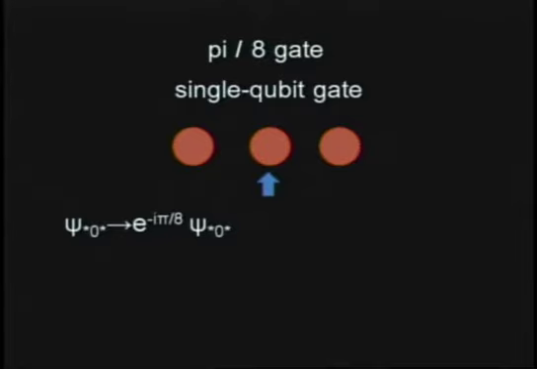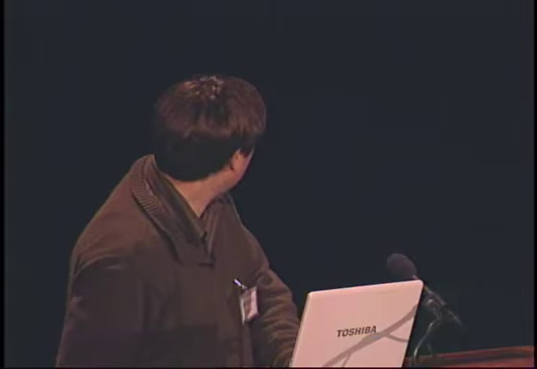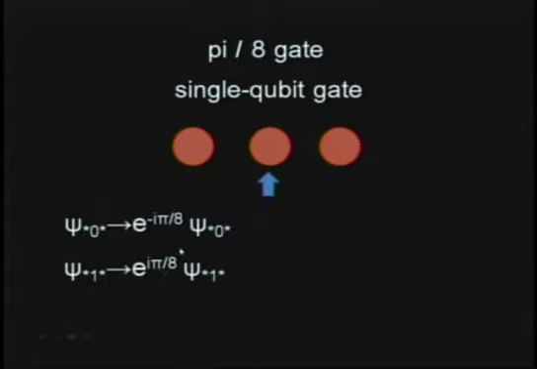So the amplitudes where the bit string has a 0 in the middle and whatever at the start and whatever at the end just get multiplied by this number, e to the minus i pi over 8. And the amplitudes with a 1 in the middle get multiplied by e to the i pi over 8. So a different sign, it's a different number. And that's it. That's all that happens. Very, very simple kind of a gate, and I trust you can see why it's called the pi over 8 gate.